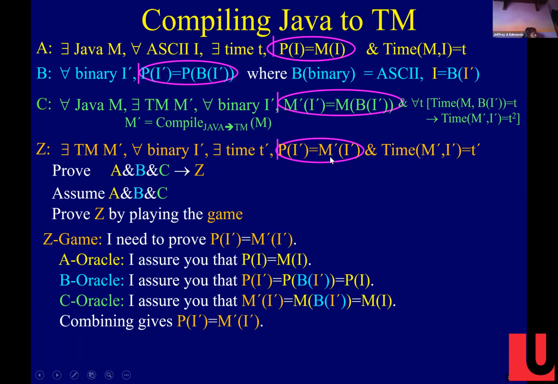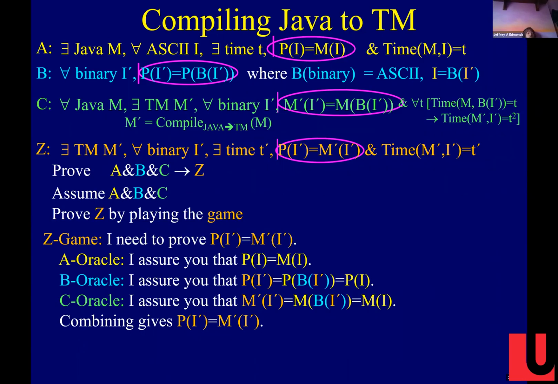I mean, you just think, I say intuition's good, right? You think intuition. How do I know that my Turing machine solved the problem? Well, I knew the Java program solved the problem. I know that the problem doesn't care about ASCII versus binary, and I know that my compiler worked correctly, right? That's how intuitively I know my Turing machine gives the right answer.